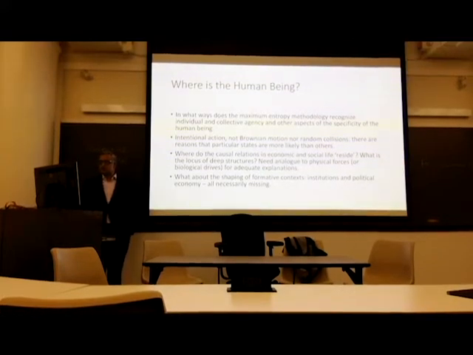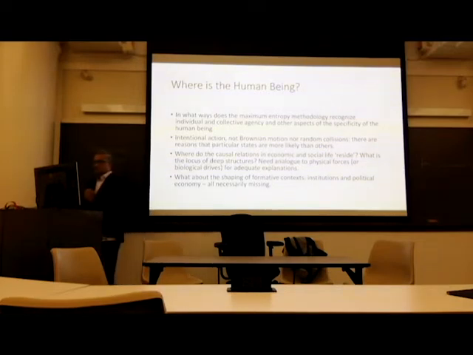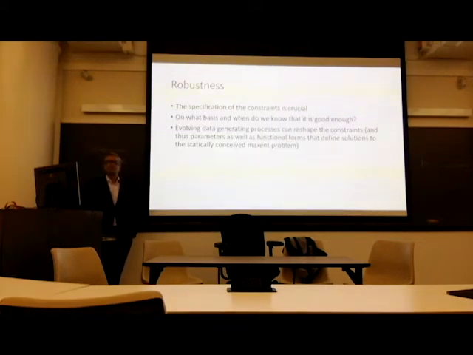Where do the causal relations in economic and social life reside? What is the locus of the deep structures which supposedly give rise to the causal regularities that are identified? I'm borrowing here again from Roberto Unger's phrase, deep structures, but if you'd like, use Roy Bhaskar, he's not my favorite. We need some analog to physical forces or biological drives for adequate explanations as opposed to mere descriptions. I've already mentioned formative context, institutions, political economy, all necessarily missing from this mechanistic picture.